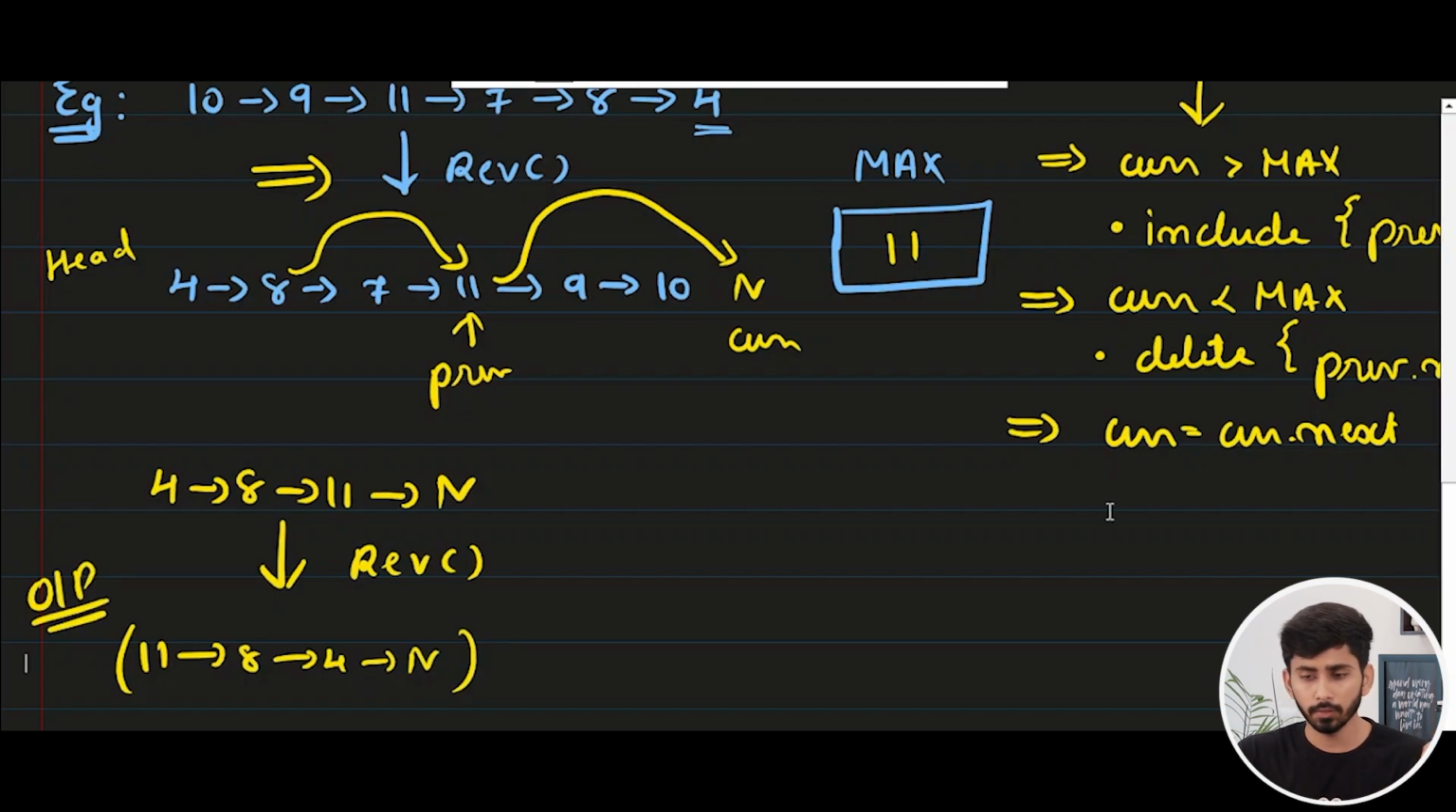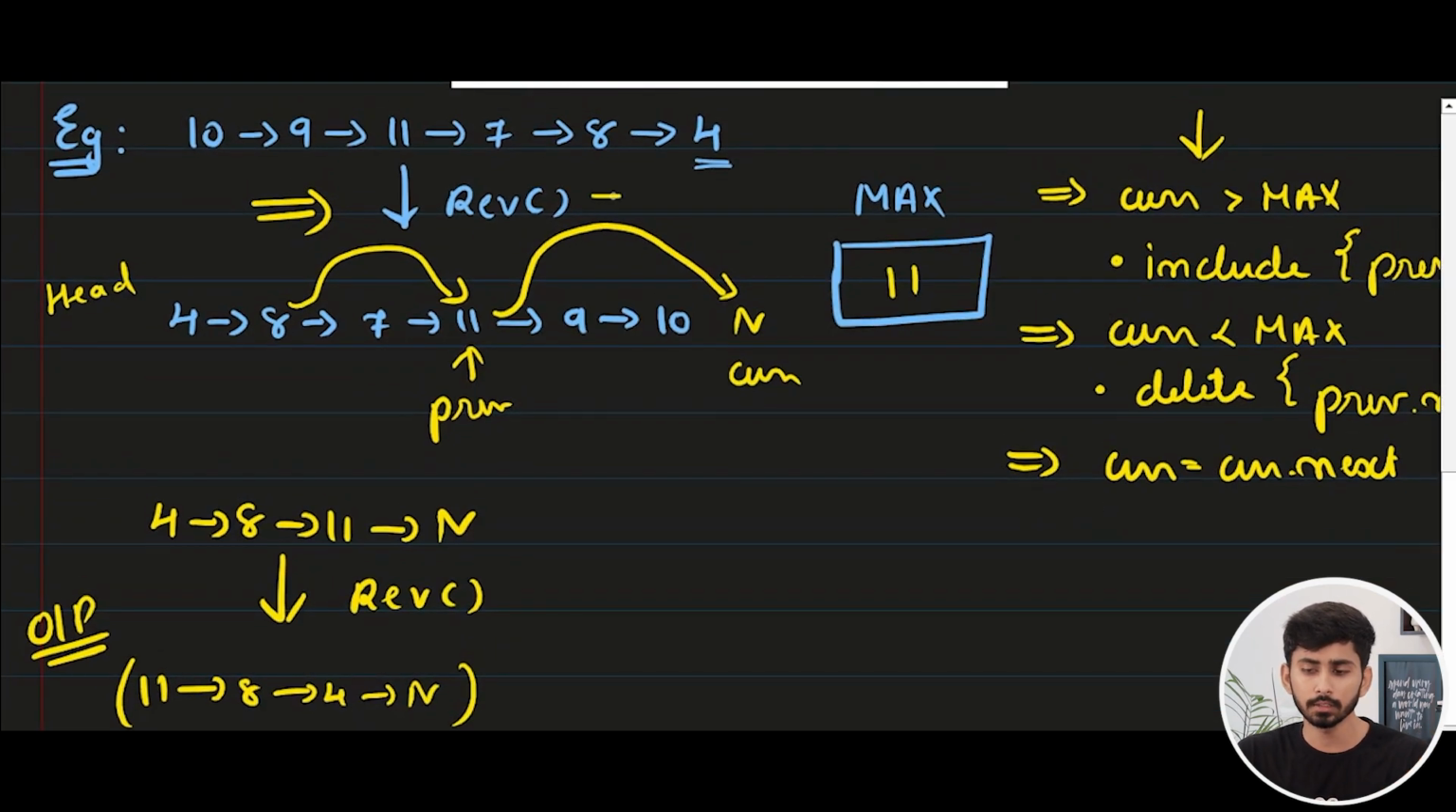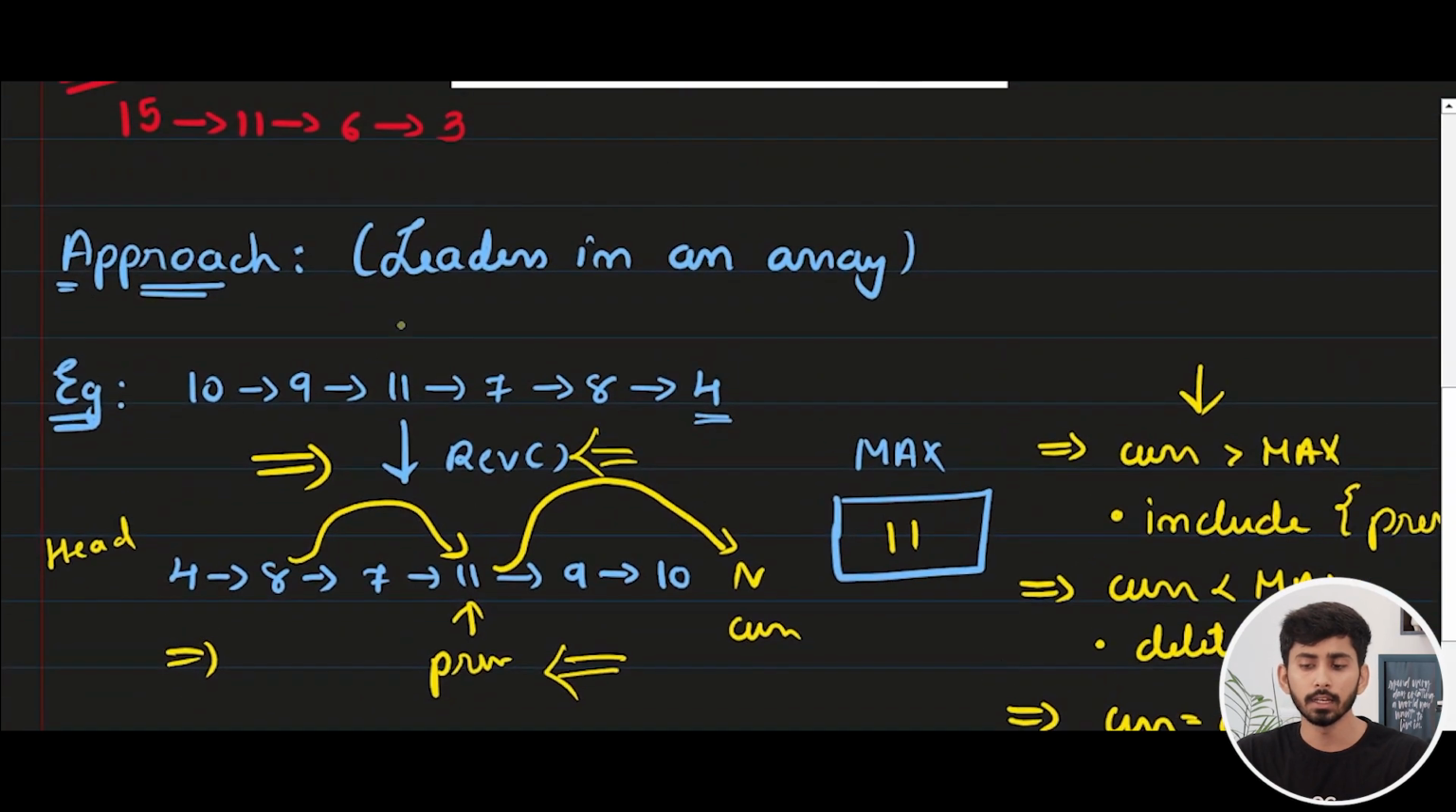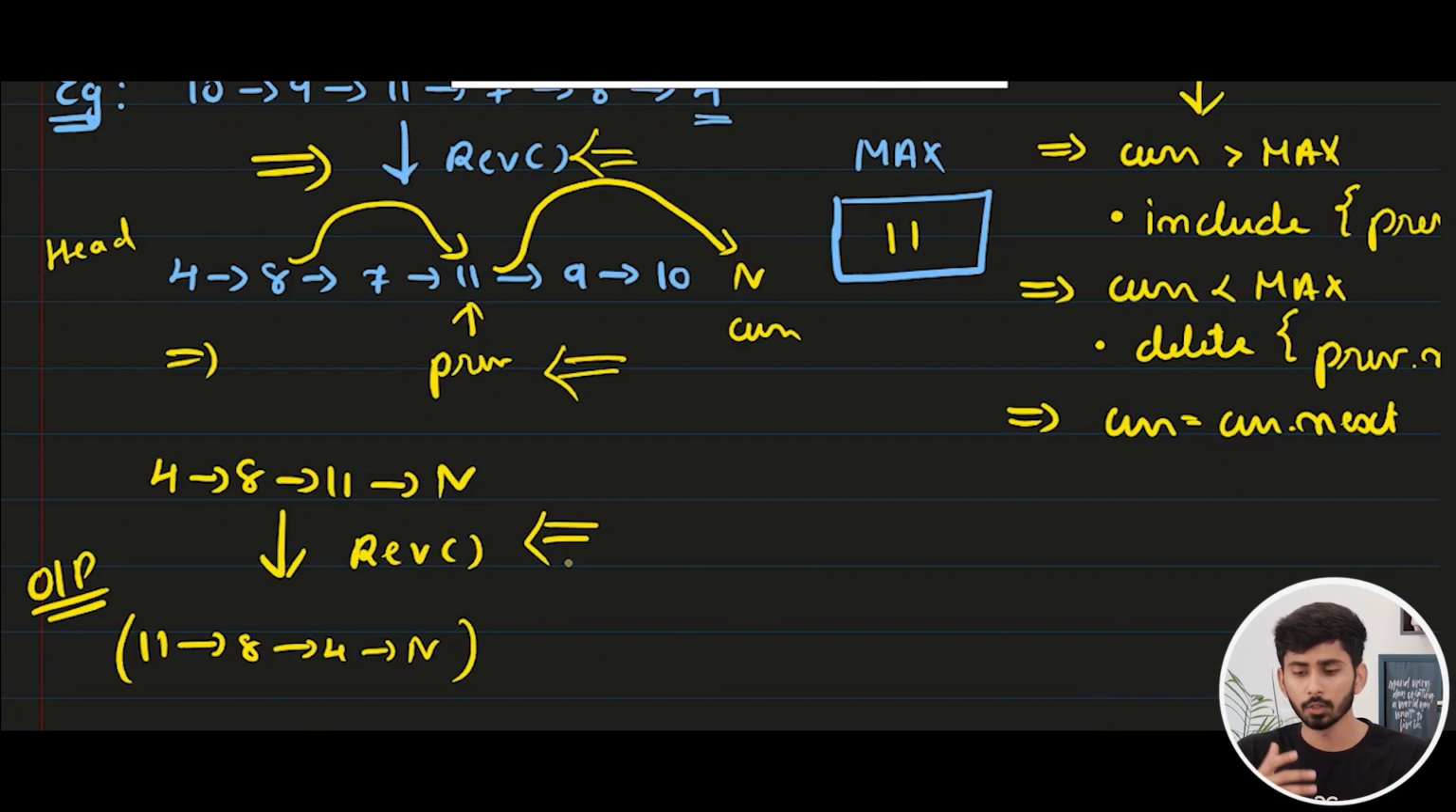So what are the steps of the algorithm? The first step was to reverse the linked list and the second step was to apply the algorithm of deleting the node. Basically the same algorithm which you apply in the question Leaders in an Array. That same algorithm is applied over here on the linked list. And after applying that algorithm, you will be left with a new linked list, and that will be the reverse of the output linked list. So you need to reverse it again, and after reversing you will get the output linked list.